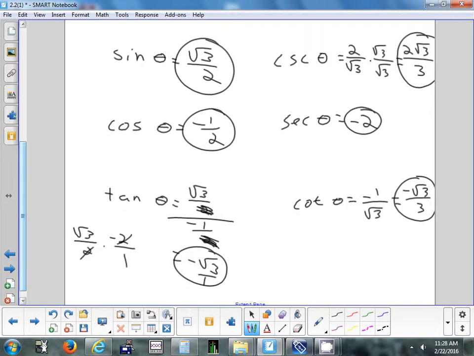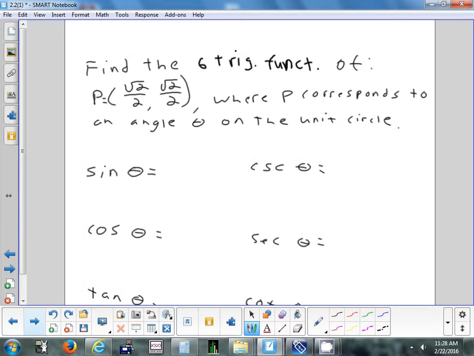Okay, and keep in mind, we never knew the size of this angle, and we won't. We have enough information to figure it out, but that's later on next academic week. All right, so we're just describing 6 things about the angle. All right, so here's another one, very similar.